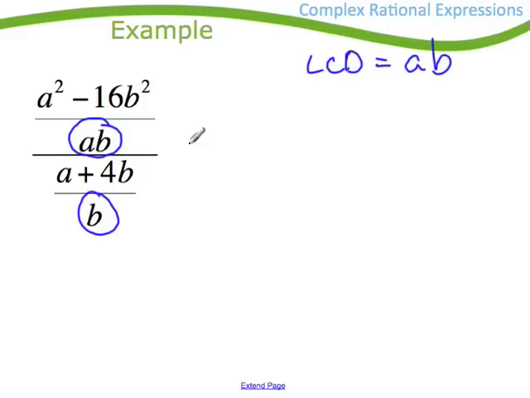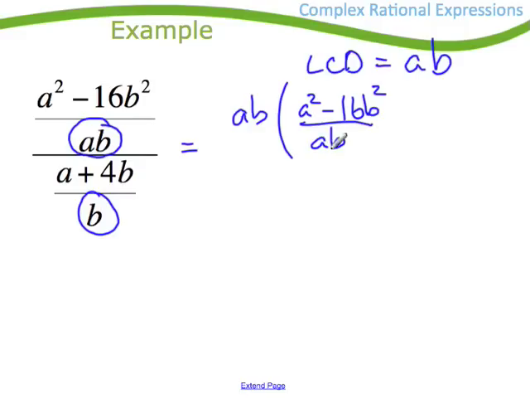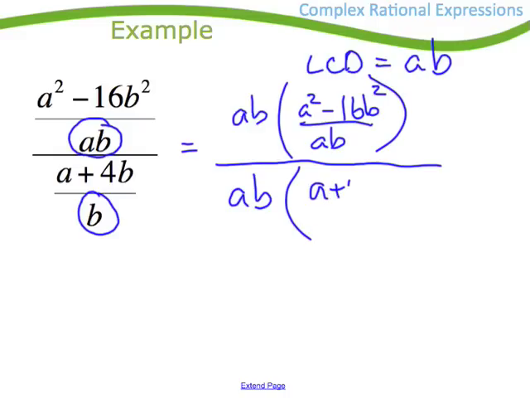So I'm going to take the top and multiply it by AB. So this will be A squared minus 16B squared over AB. So all I did was take this whole thing and multiply it by the lowest common denominator. And then I'll do the same thing on the bottom. AB times A plus 4B over B.